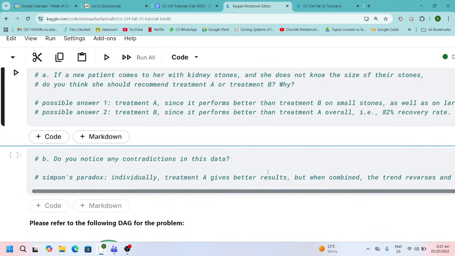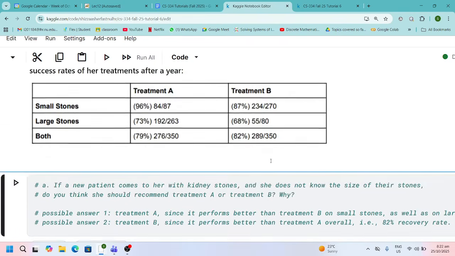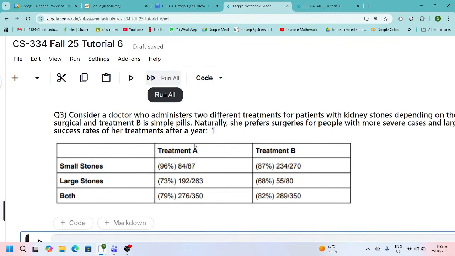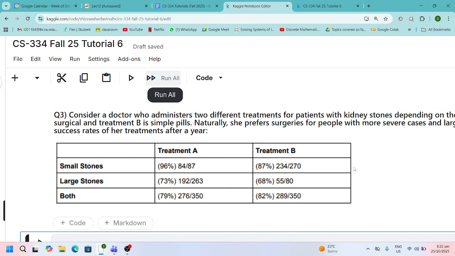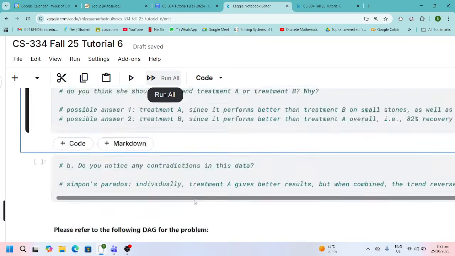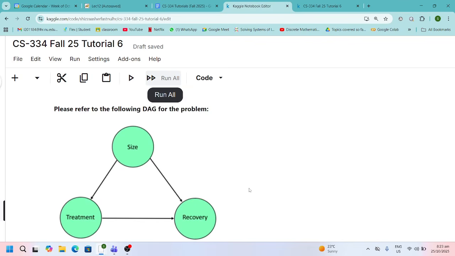Do you see any contradictions in the data? You can go through this on your own. Right now, let's look at this up to a certain depth. Let's make a causal directed acyclic graph for this problem. If you would like, you can pause over here and try to construct this graph yourself as well. I have three things in my graph: treatment, size of stones, and recovery rate. This is what my graph comes out to be.